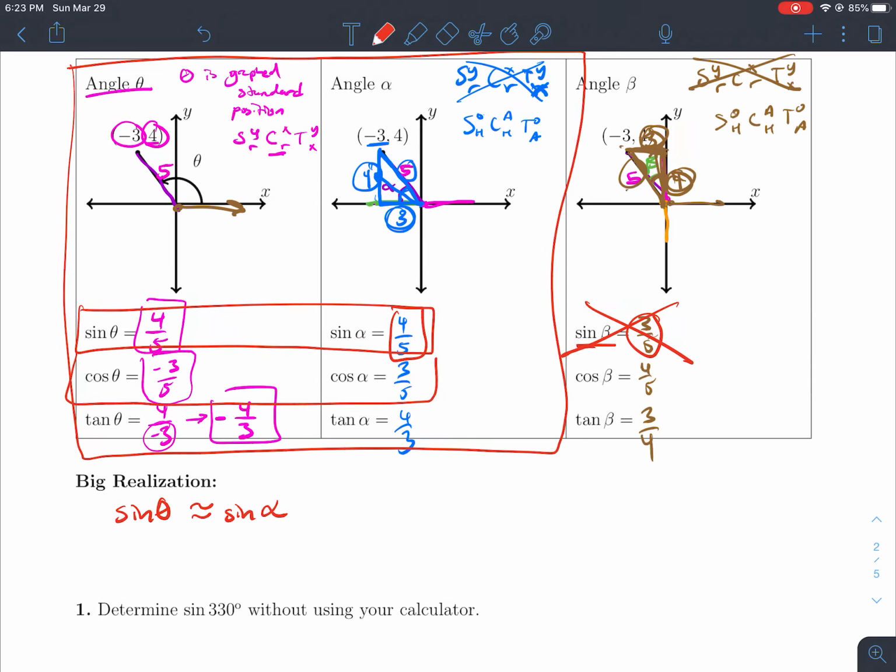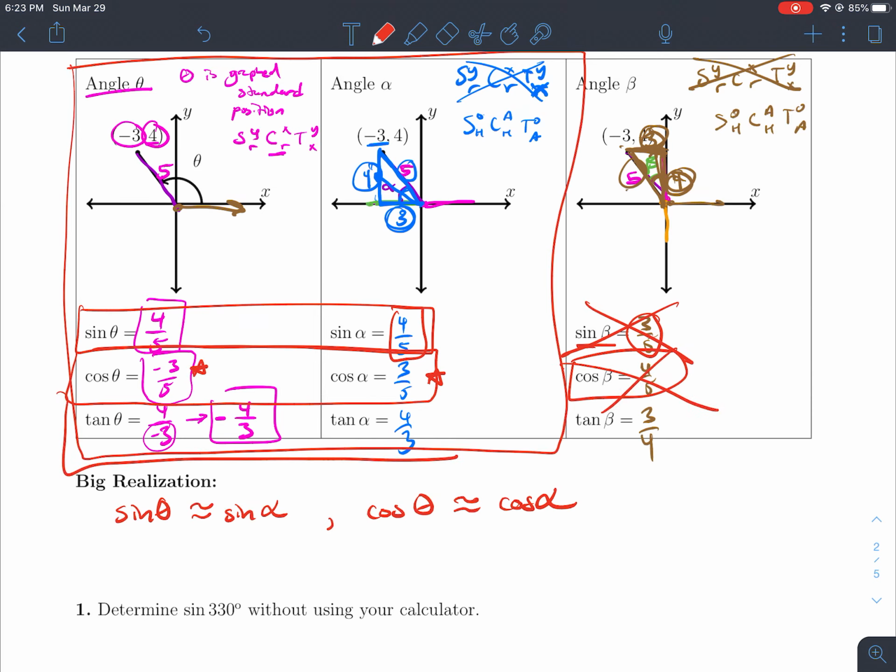Cosine of theta is very similar to cosine of alpha. They're almost the same thing. But cosine of beta is 4 over 5, which is not the same thing as 3 over 5. And tangent of theta is very similar to tangent of alpha. They're the same exact thing except for the sign. But tangent of beta, totally different. 3 over 4, these are 4 over 3, and 4 over 3.